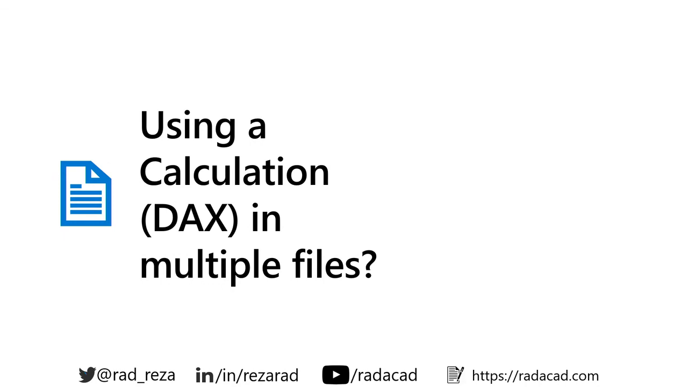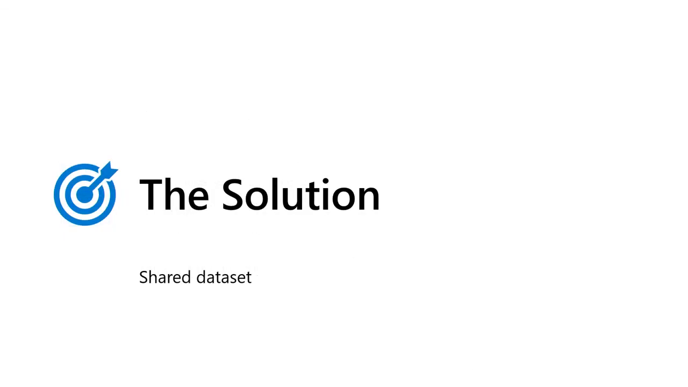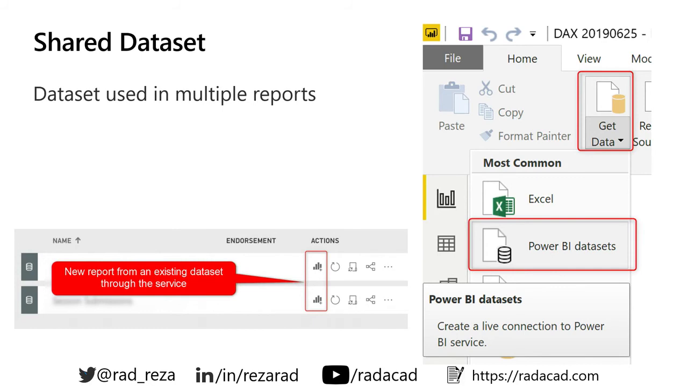What you should be using is something called a shared dataset. In Power BI, you can have one dataset serving multiple visualization layers. You can do it in different ways. In the Power BI website, when you select the dataset, there is a Create new report option, which you can use to create a new report. Or when you use Power BI Desktop, you have the option to say Get data from Power BI dataset.